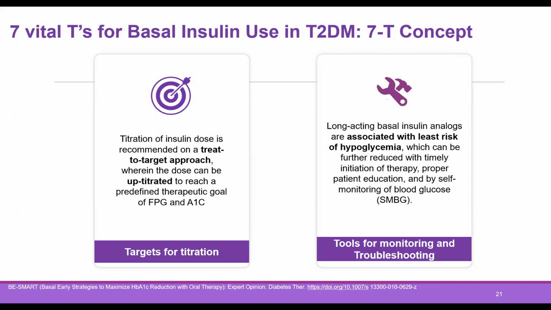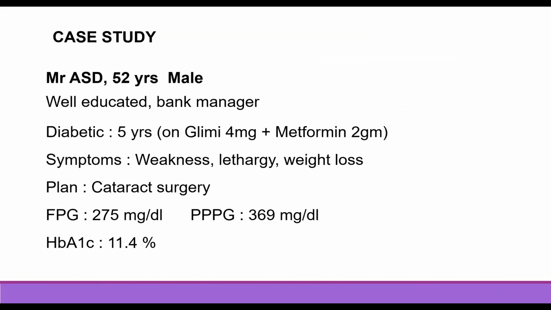Now, long-acting basal insulin analogs are associated with the least risk of hypoglycemia, and that is why I have told you that it is quite safer to use long-acting insulin even compared to the sulfonylurea. So therefore, don't be afraid of starting long-acting basal insulin, which is quite safe, but at the same time, you have to advise the patient to self-monitor his or her blood glucose level and adjust or titrate the insulin dose.